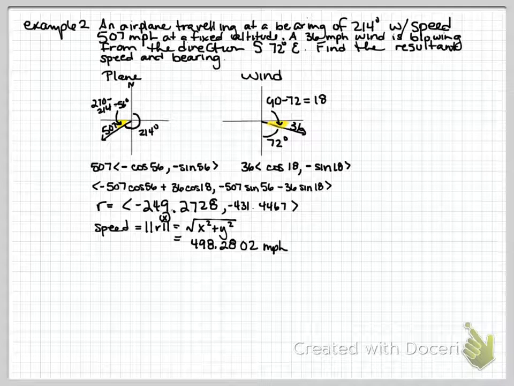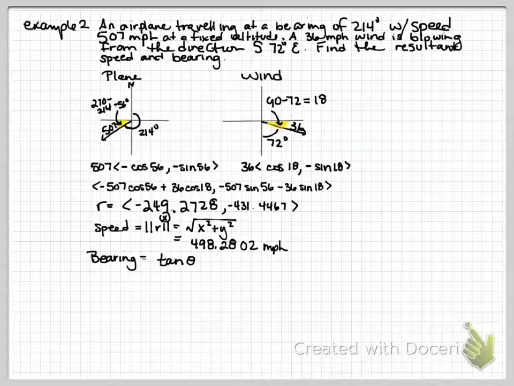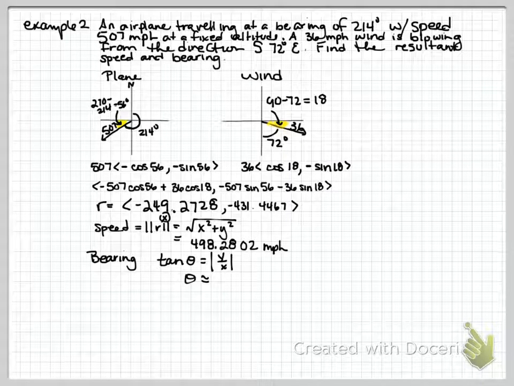Now let's find our bearing. So the first thing I need to do is find tangent of alpha. And that's going to be absolute value of y over x. We already have these two values stored, so we can say absolute value of y divided by x, and then inverse tangent of that. And I get theta is about 59.9824 degrees.